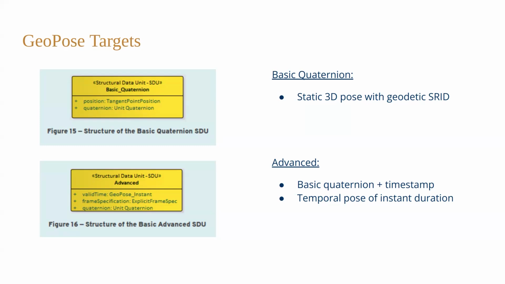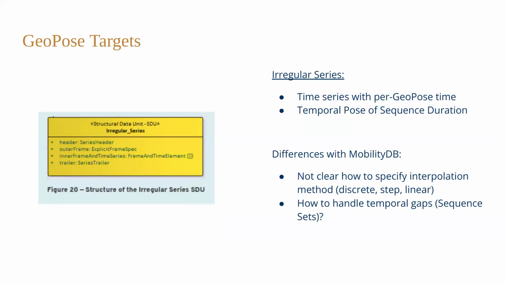And then there is an advanced target in the GeoPose standard, which combines a GeoPose basic quaternion with a timestamp. This is equivalent to a temporal pose of instant duration in our case. And lastly, a third target, well, there are more than that, but a third target is the irregular series, which is a time series of GeoPose values, each with an associated time. In this case, this represents a temporal pose of sequence duration as implemented in MobilityDB.